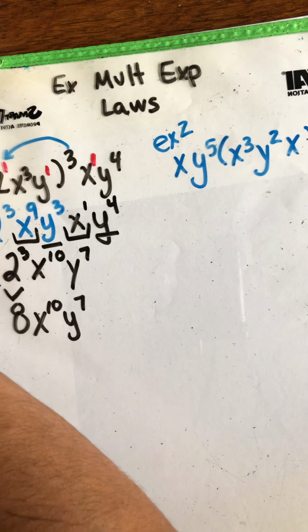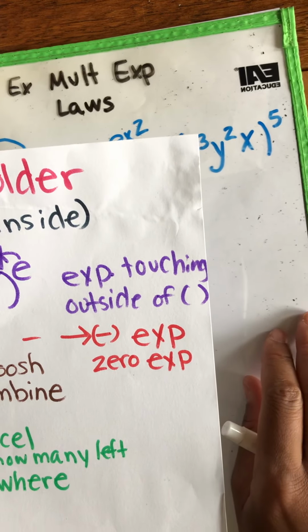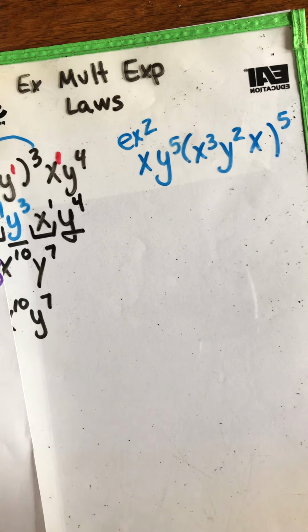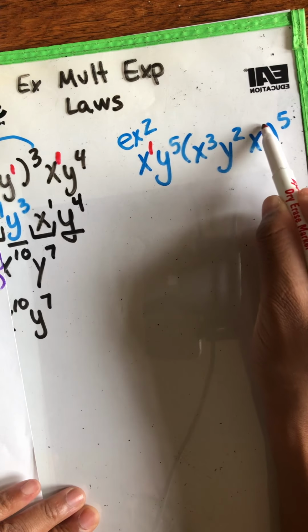All right, so the first thing I'm gonna do is placeholders. Does everything have an exponent? And no, everything does not have an exponent. So I'm gonna go through. This one's good, good, good. This one's not good.